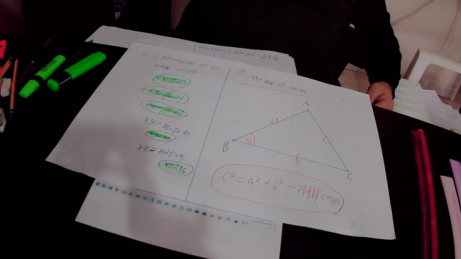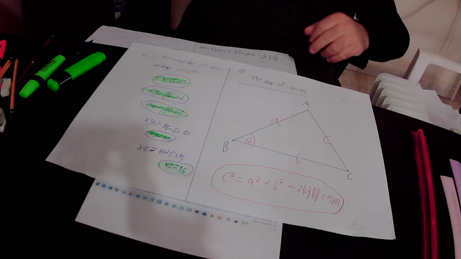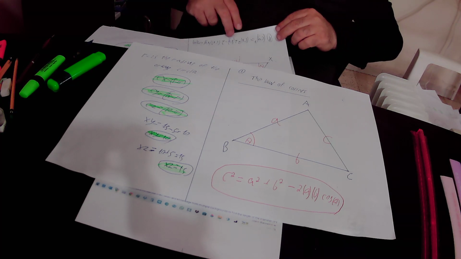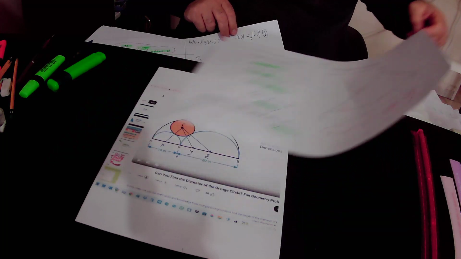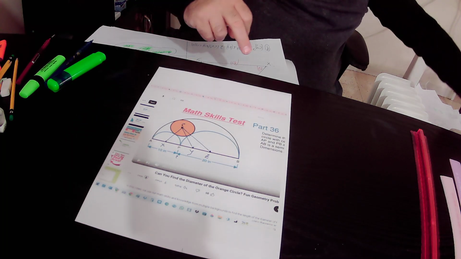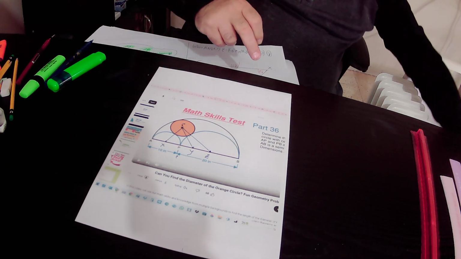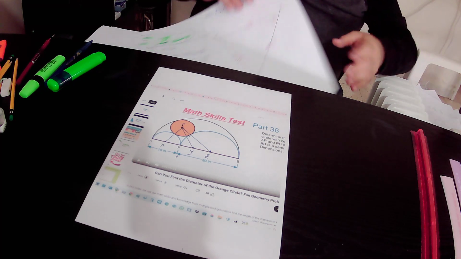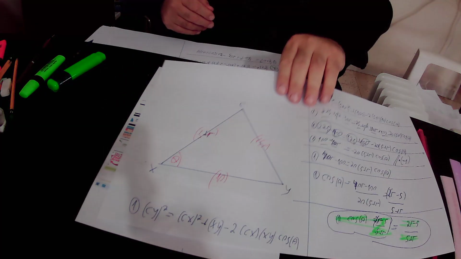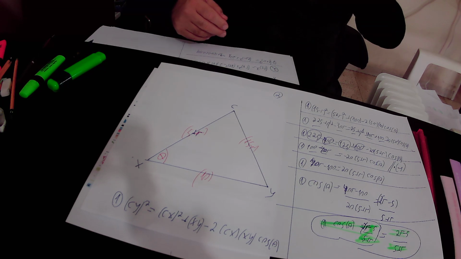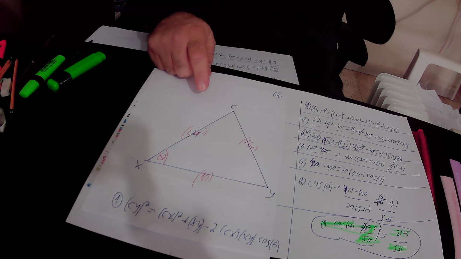Okay, so we implemented the law of cosines in our triangle CXY. So I copied triangle CXY in a new page, and we implemented the law of cosines in this triangle CXY.